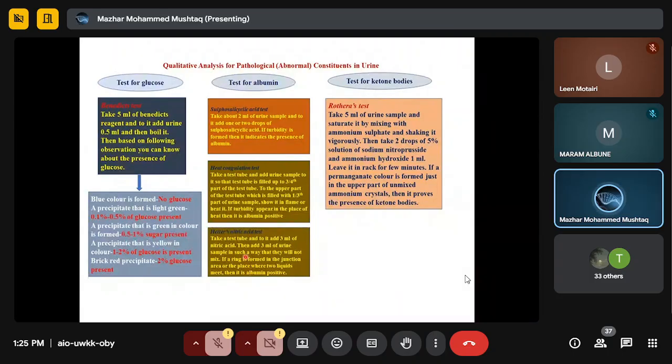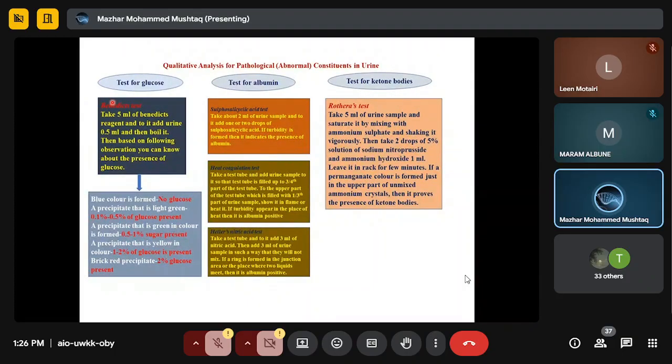The test for glucose, for example, is done by the Benedict test. These tests were very complicated and required a long time. For example, one sample would require at least 5 to 10 minutes to find out if there is glucose. But nowadays we have a simple stick. We just dip it in the urine and it is measured. Though these simple tests are not done anymore, for your study purposes you have to know them.